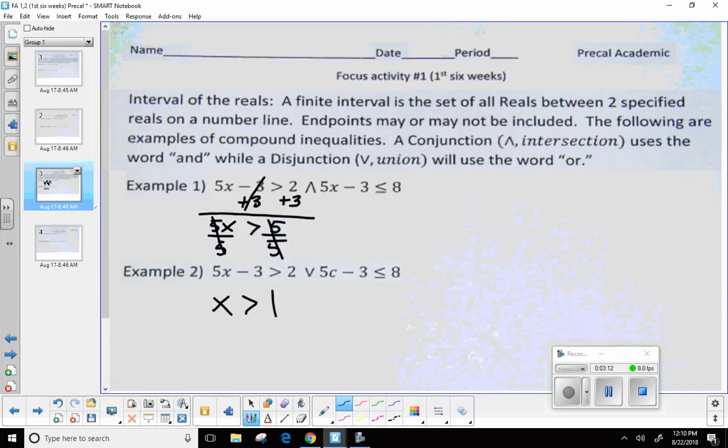If I added the 3 over, 5x would be less than or equal to 11. So then I divide by 5, x would be less than or equal to 11/5. Very good. So x would be less than or equal to 11/5. So this is the answer for the other inequality. Is everybody with me so far? Now, this is what makes it a compound inequality. I want to find the intersection of these two answers that I got. And I want to go ahead and show it in the different ways that we've been looking at in class.